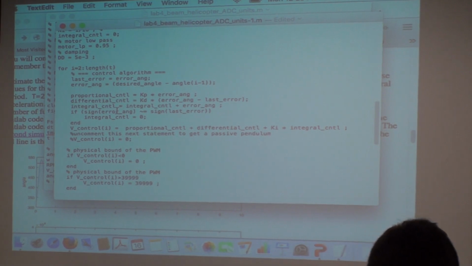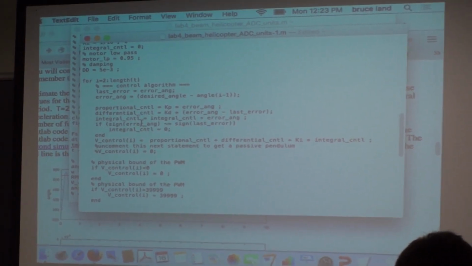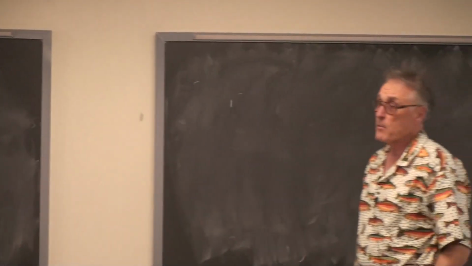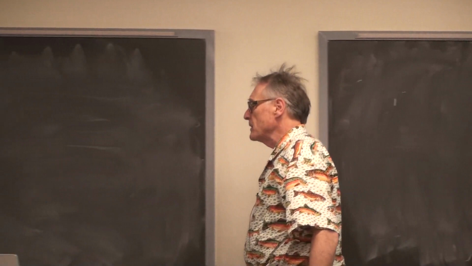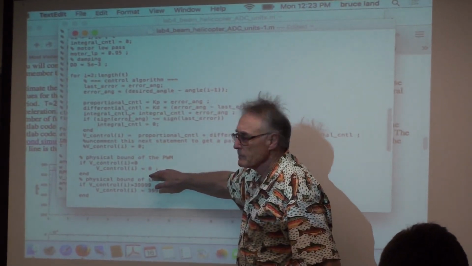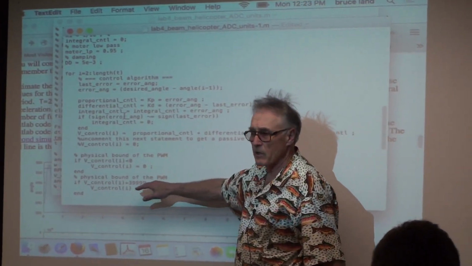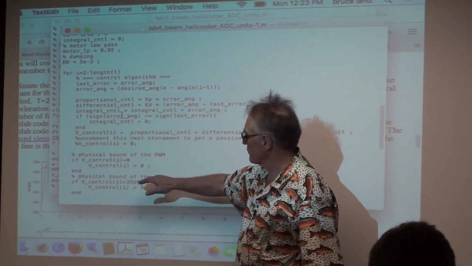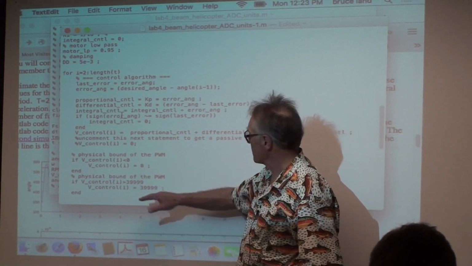And then there's a couple of bounds we need to put. PWM can't make a negative number, so we're bounding the output at 0 on the bottom, or another way of saying that is we can't run the motor backwards. We're not running an H bridge here, we're only running a single transistor, so we can't run the motor backwards.